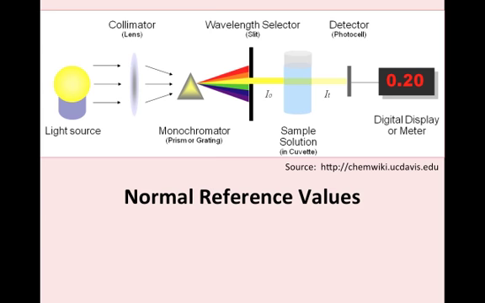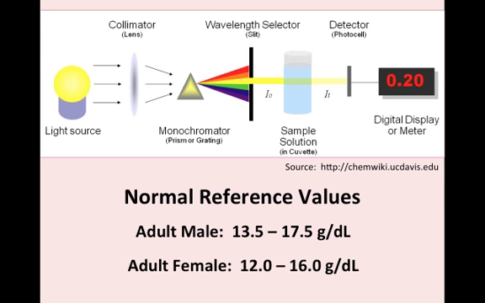Normal reference values for hemoglobin measurements are, in an adult male, 13.5 to 17.5 grams per deciliter of blood, and in an adult female, 12.0 to 16.0 grams per deciliter of blood. Obviously, women, when they menstruate, will lose some blood and therefore their hemoglobin will be lower. Generally, females have a lower body size, which accounts for a lower blood volume, which also relates to the hemoglobin level. And testosterone is one of the things that stimulates red blood cell production.